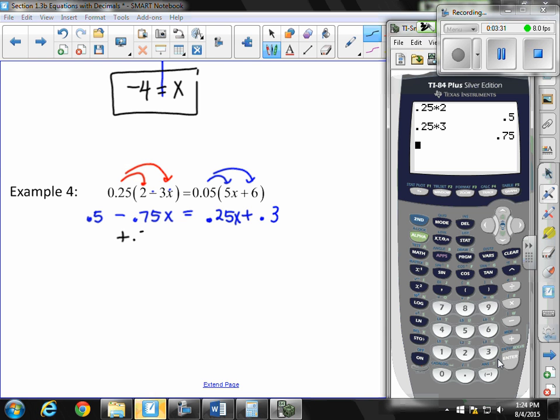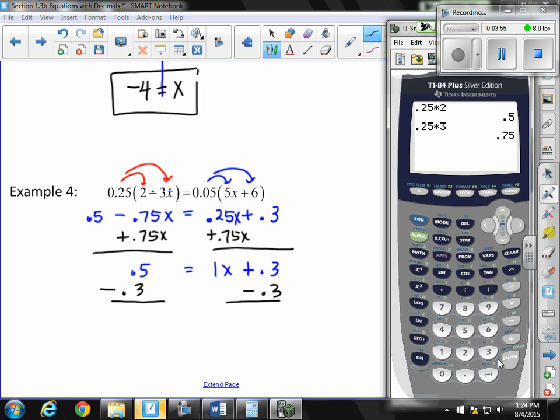Now we're going to get our x terms together. I'm going to add 0.75x to both sides of my equation. And I'm left with 0.5 equals 1x plus 0.3. I need to get my numbers on the other side of the equation, so I'm going to subtract 0.3 from both sides. And that will leave me 0.5 minus 0.3 is 0.2 equals 1x, or just plain x. And there's my final answer.